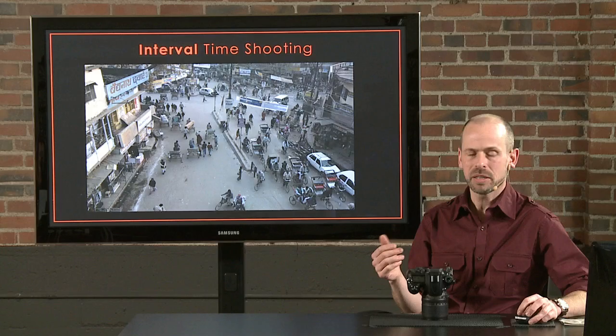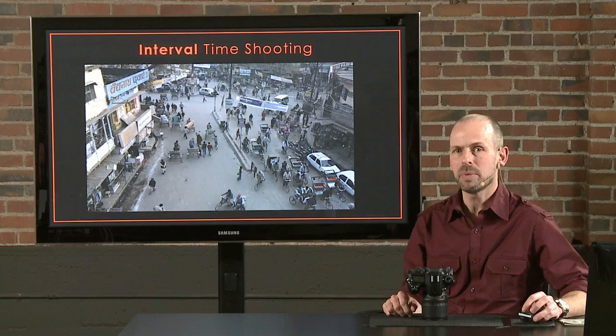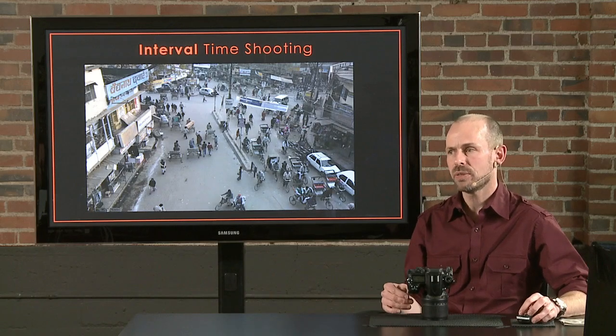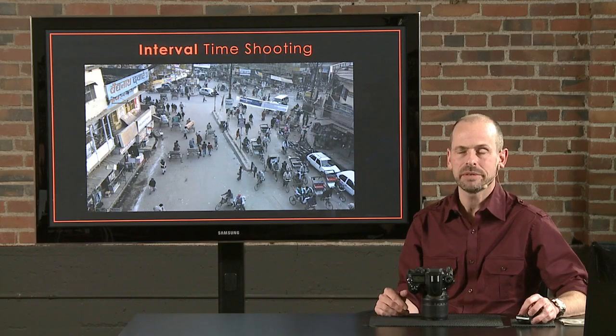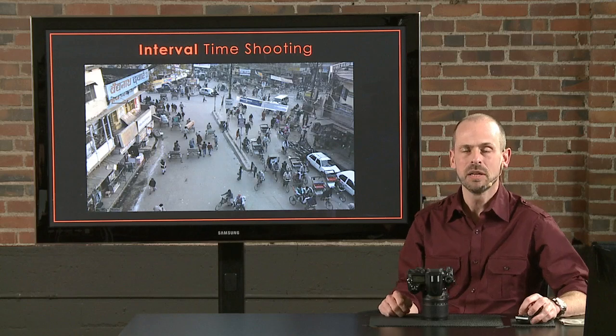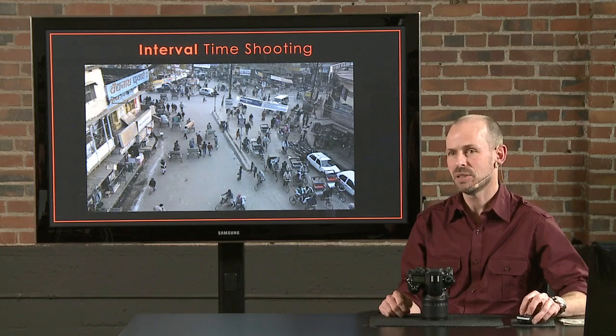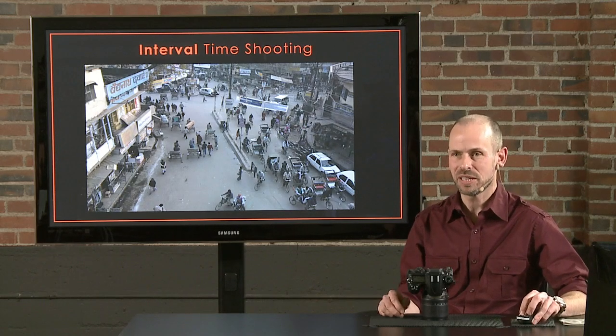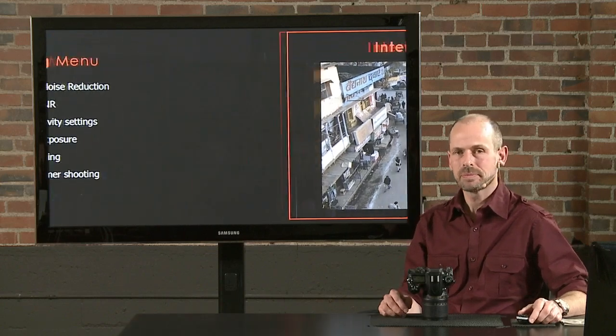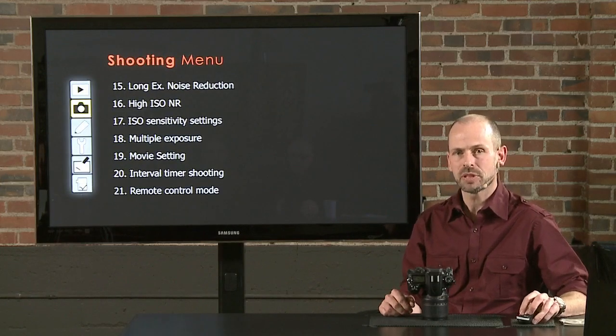And so you can do this all in here. I'm not going to go into exactly how you set it all, but basically you set the number of shots, you set the distance between the shots, you can even set how many shots it takes at each interval. But it's a lot of fun, and it's a great way to shoot movies in a different way with a still camera. And that was the interval timer shooter.